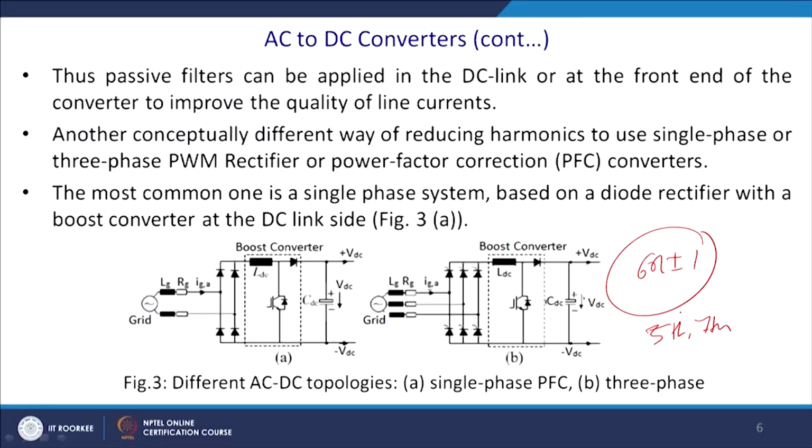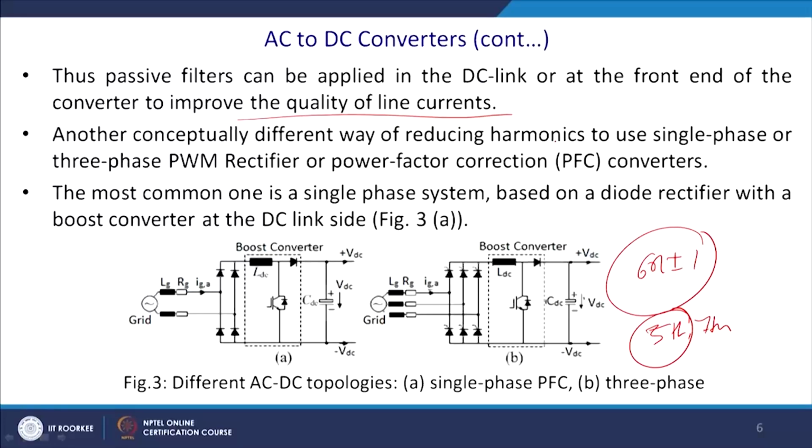Thus, the passive filter can be applied to the DC link or at the front end of the converter to improve the quality of the line currents, or you can have selective harmonic elimination. If it is thyristor control, you can eliminate only one frequency, because you only have control over turn on, but if it is a GTO or other full control switches, multiple harmonics can be eliminated by SHE.